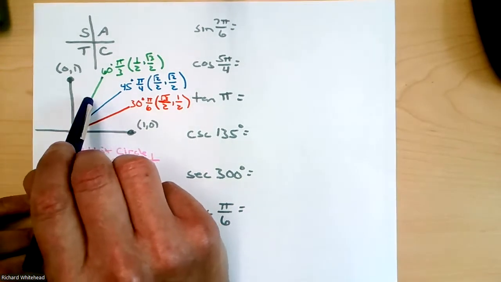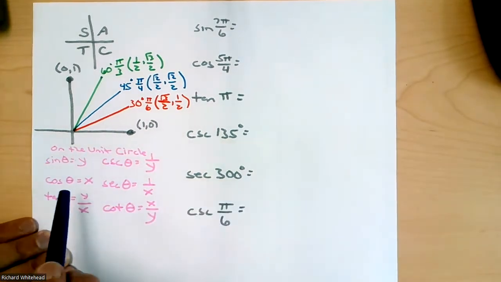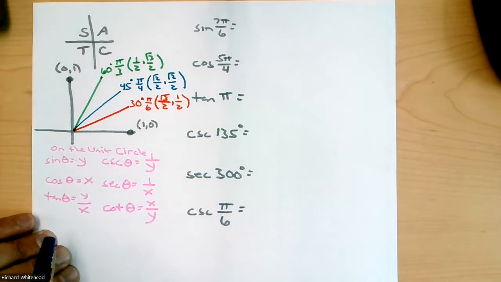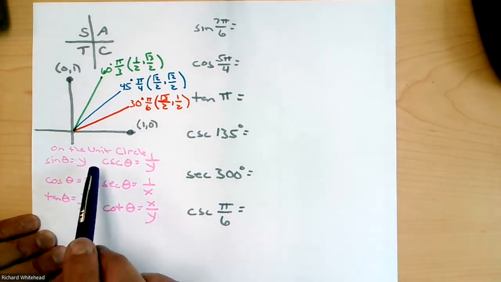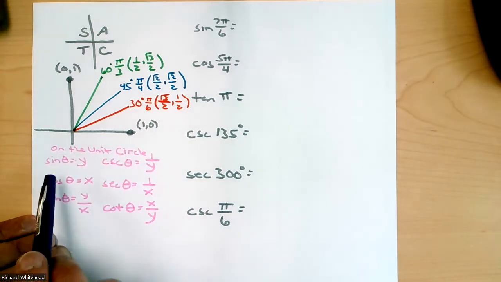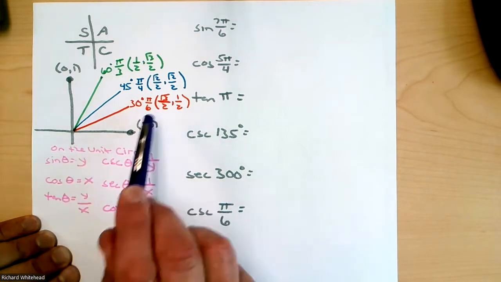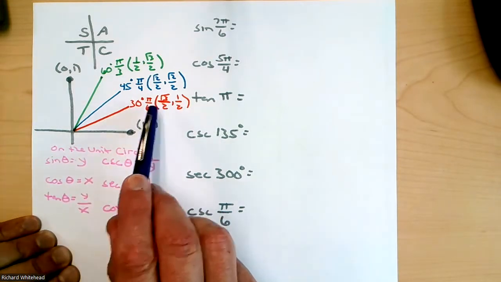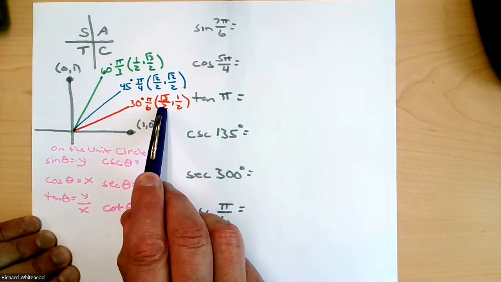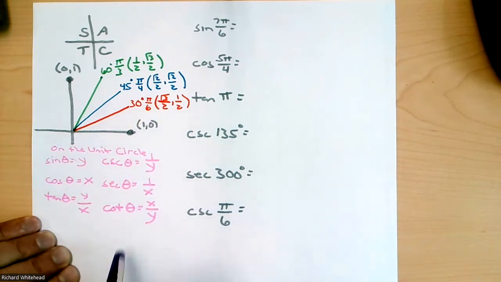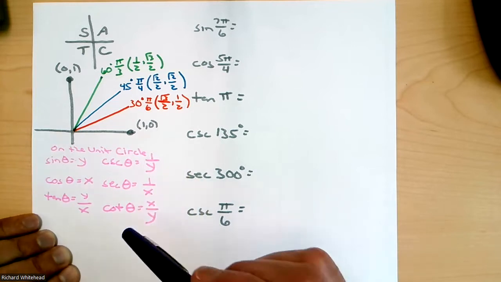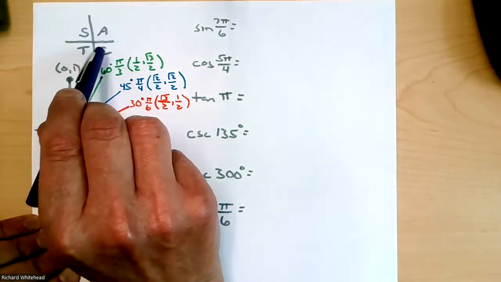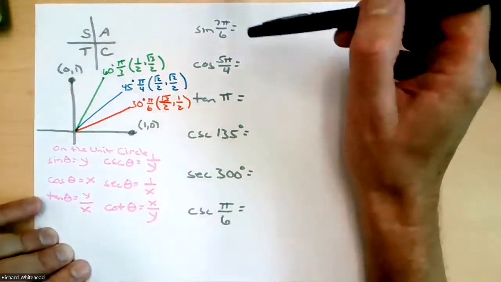As long as you know the first quadrant and you remember these rules we talked about earlier from one of the other videos, that on the unit circle, sine is equal to the y value, cosine is equal to the x value, tangent would be the y over x, and then the reciprocals. So let's look at what I'm talking about here. We still have to think about the quadrants though. All Seniors Take Calculus.